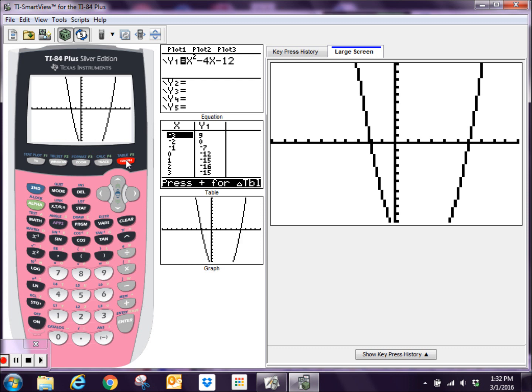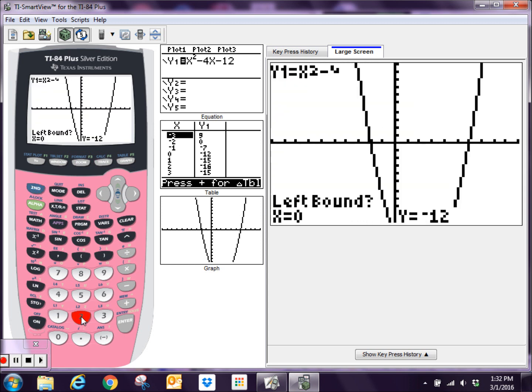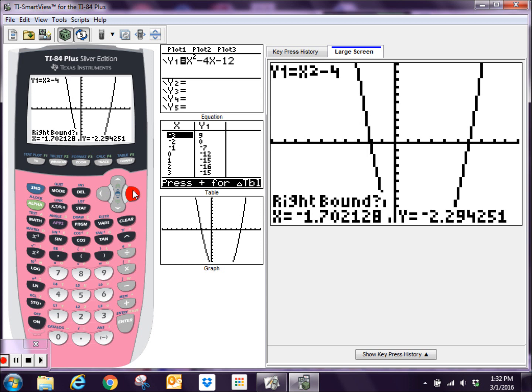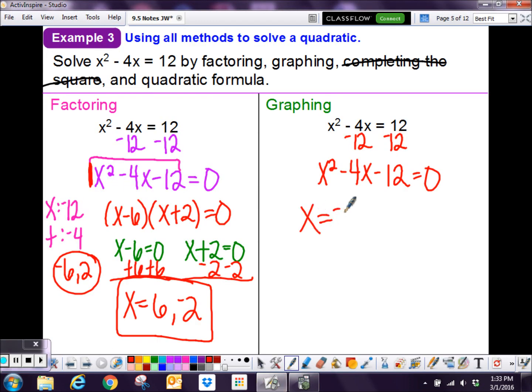Okay, so from here I'm going to hit second trace. I want the zeros here, so number 2. And I'm going to get that first one on the left. Okay, so that looks like it's at negative 2. I'm just going to check. So I'm going to get to the left of that for my left bound and enter. And then I'm going to get to the right and enter. And then one more time. So there's my first 0. That's the first one we found. X is negative 2.